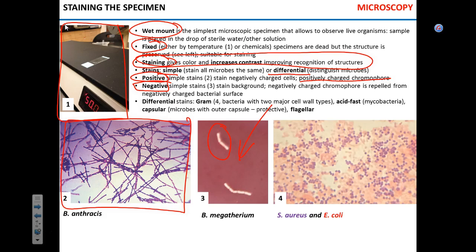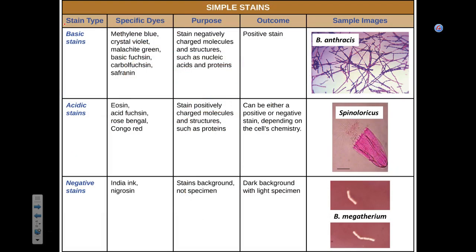Now, differential stains, more interesting. They can stain cells according to the presence of different structures, like flagellum or endospore, or the structure of the cell wall, like a Gram stain. And we're going to talk about the stains right now. So this is simple stains.